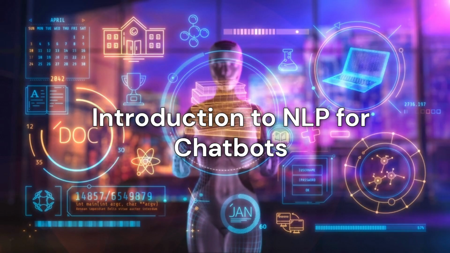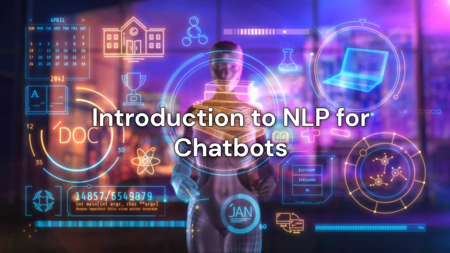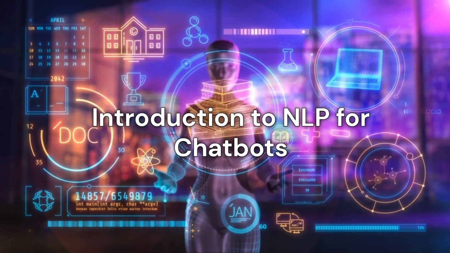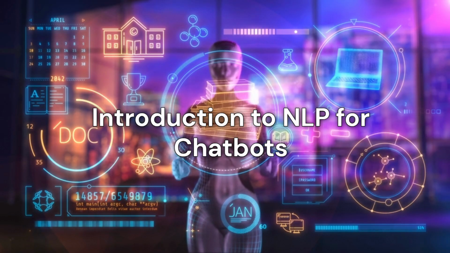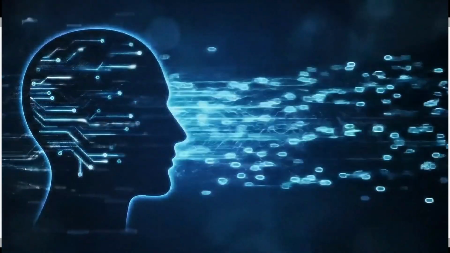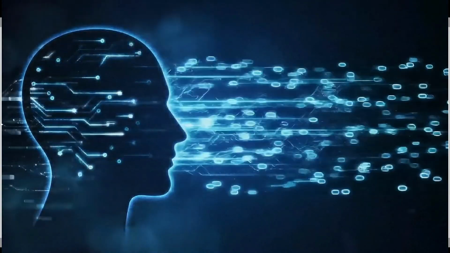Have you ever wondered how chatbots like ChatGPT understand what we type and respond like a human? For example, if a user types, "Hi, I want to book a flight to Delhi tomorrow." How does the chatbot understand that the user wants to book a flight, the destination is Delhi, and the travel date is tomorrow?